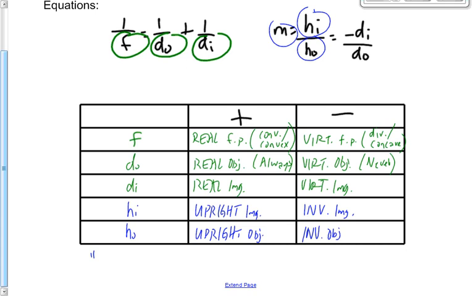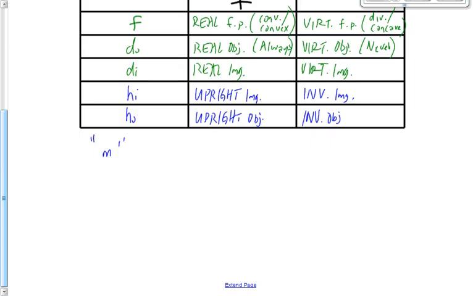And finally, the magnification, M, just the same as it was for mirrors, M is positive. Well, usually, if the image is right side up, then M is going to be positive. But if the object was actually inverted, which doesn't happen very often, then the image would have to be upside down or inverted in order to produce a positive image, or positive magnification. So M we're going to say is positive if the object and the image are on the same side of the principal axis.